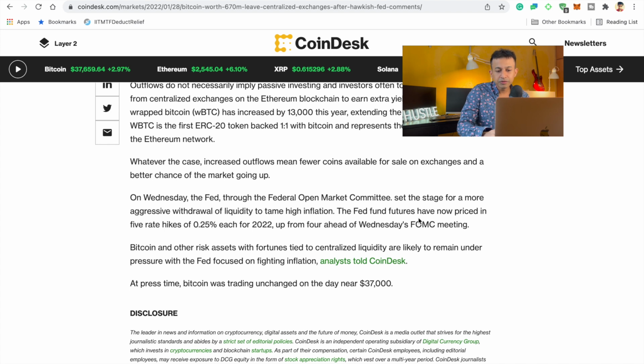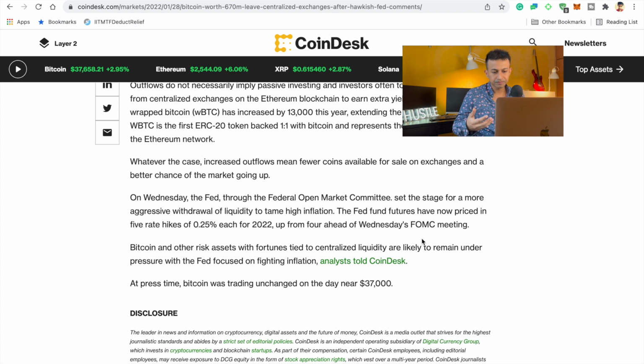The Fed fund futures have now priced in 5 rate hikes. Initially, it was 3. The banks were predicting 4, and right now it's even more than 4. It's 5. That's what they're pricing in right now. 5 rate hikes of 0.25% each for 2022, up from 4, ahead of Wednesday's FOMC meeting. So the market doesn't like this kind of news, because whenever the interest rates go up, the market usually goes down.